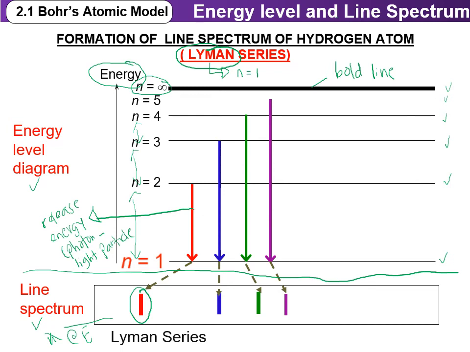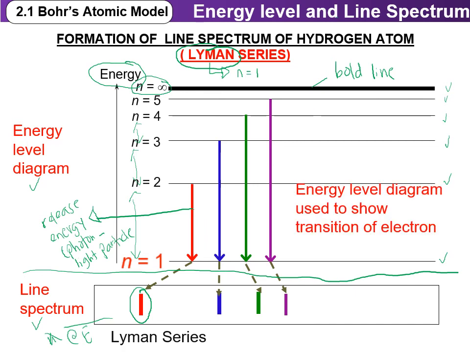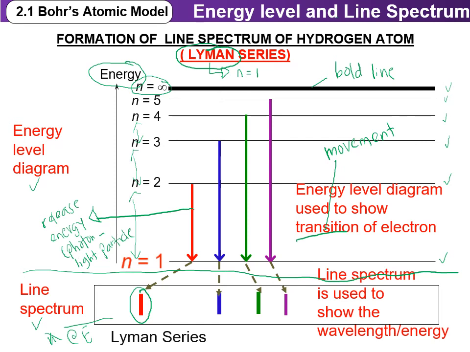Just a very quick conclusion. The energy level diagram is used to show the transition. Transition means the movement of an electron from which energy level to which energy level. Basically, the line spectrum is used to show the wavelength or the energy of the electron that is dropping. Later we will discuss the calculation. These are the differences between the line spectrum and the energy level diagram.